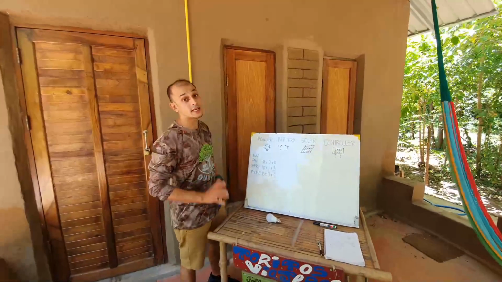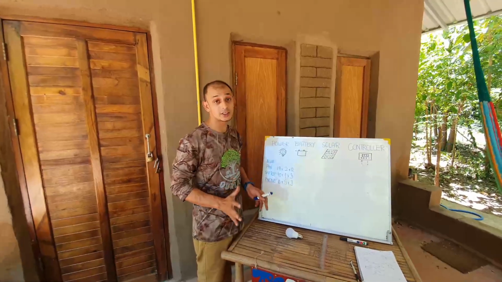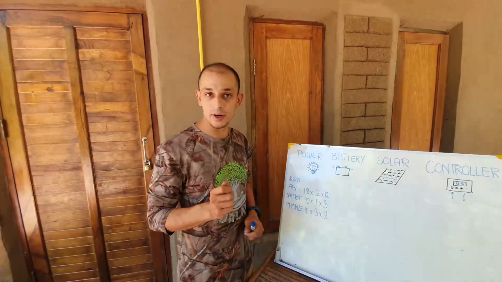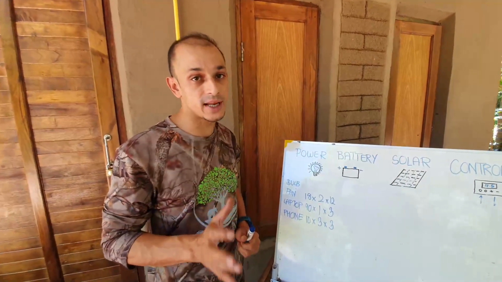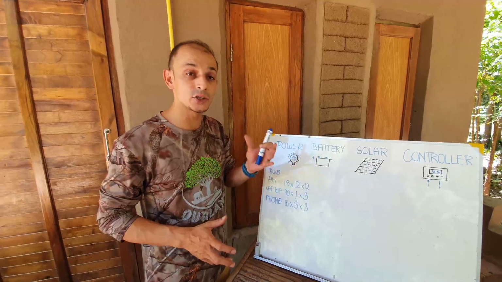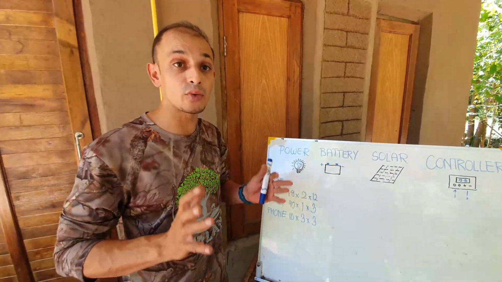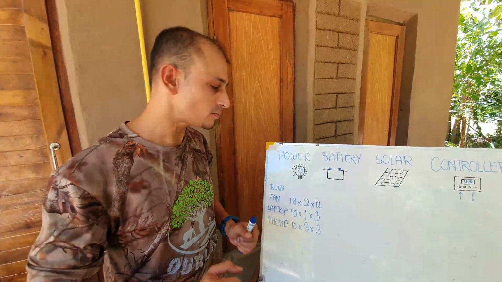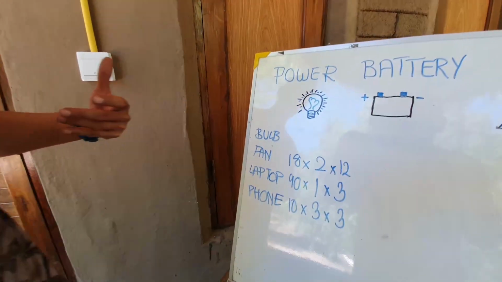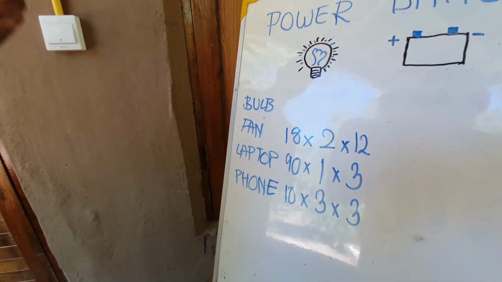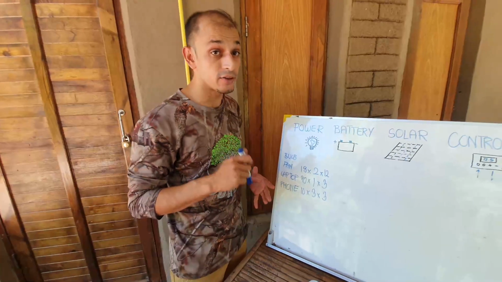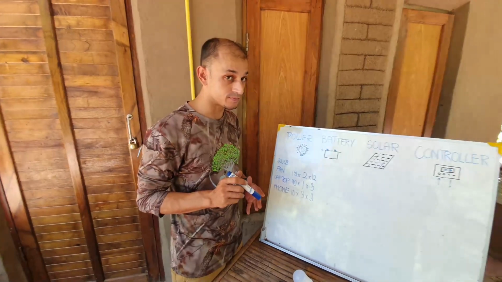One of the first steps to designing your solar system is to understand the total power you're going to use. Remember guys, this is a very important step. So you really need to understand all the items and appliances you're going to use and the total power required for it. So let's see what we have here at OurLand. In OurLand we have bulbs, fans, laptops, and phones. Let's see how we calculate the total power usage.